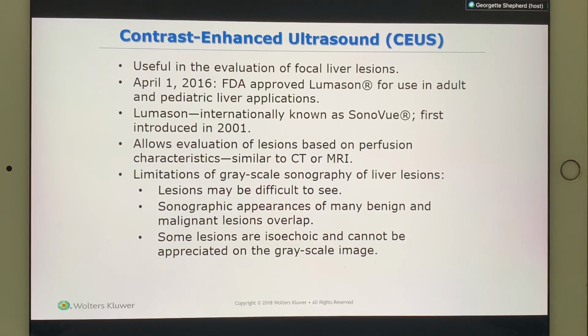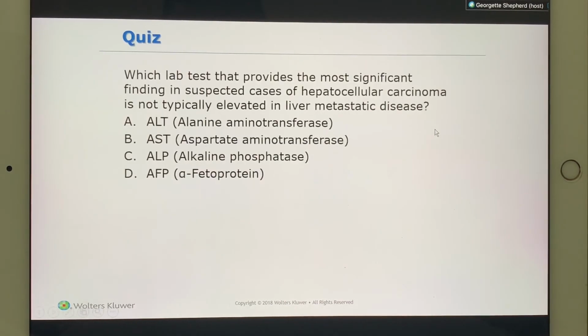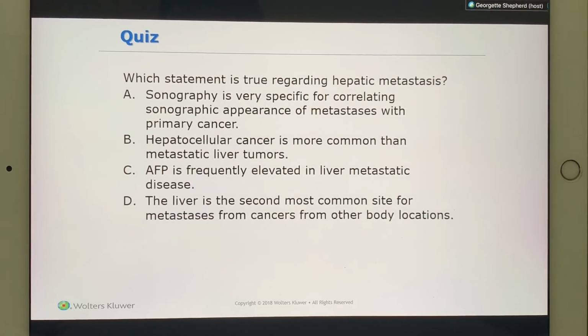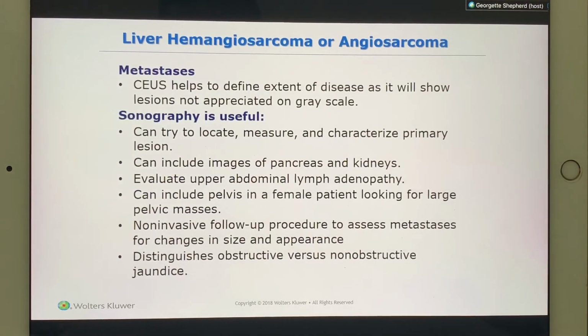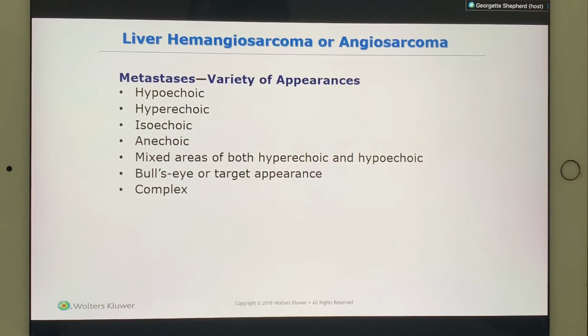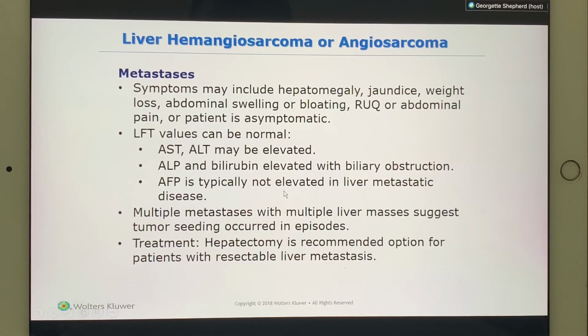Okay. Let me look and see. Let's go back and look. Okay. Not elevated, yeah. AFP is typically not elevated with liver mets. Okay, gotcha. AFP is for HCC.